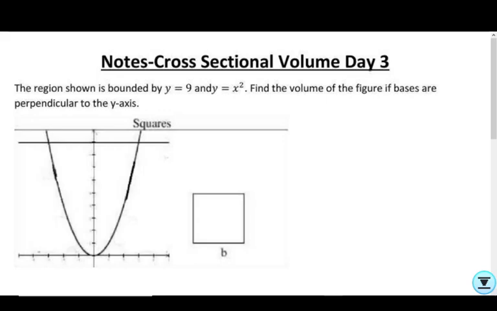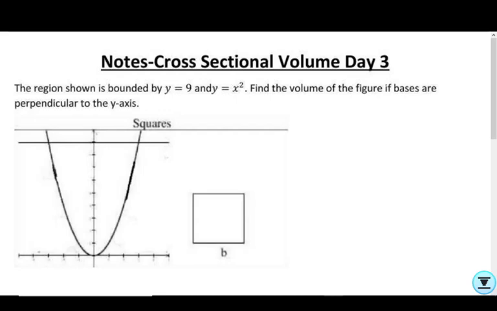So yesterday we started cross-sectional volume, okay? Today we're going to practice cross-sectional volume, but when the cross-sections are perpendicular to the y-axis. Yesterday we basically focused on if they were perpendicular to the x. So they give us this region. It's bounded by y equals 9 and y equals x squared, and it asks us to find the volume of the figure if the bases are perpendicular to the y-axis, okay? So this is our two-dimensional area that we're going to be dealing with.